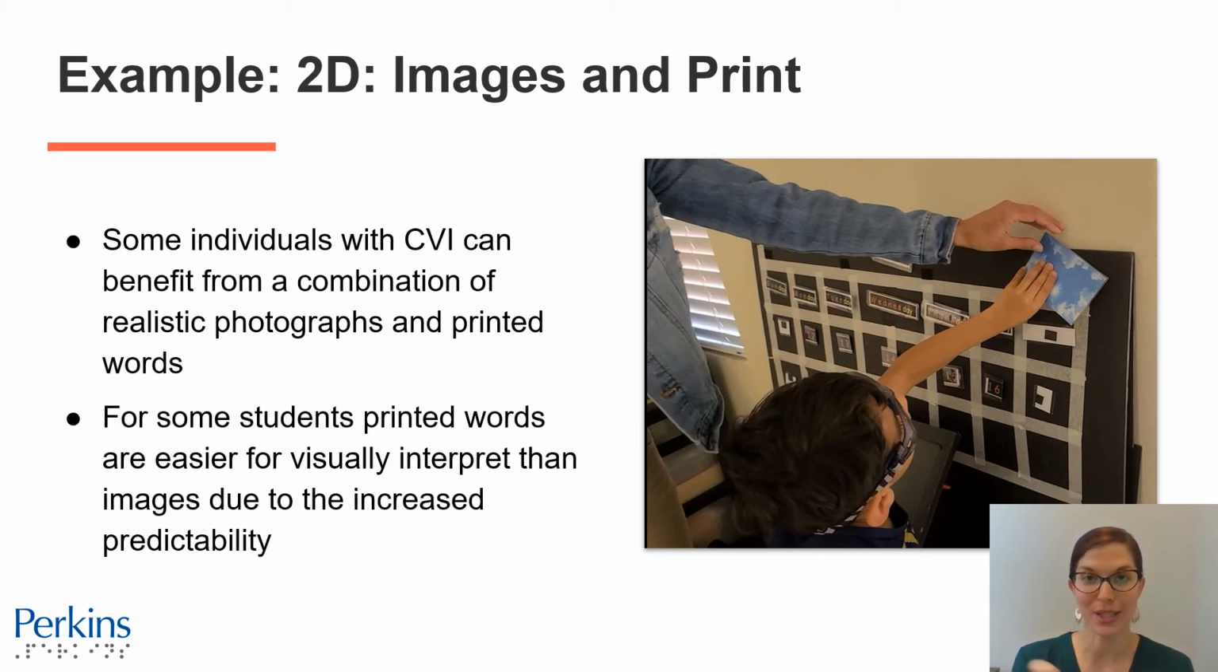For some students, printed words are easier than 2-dimensional materials. So for example, we talked about the image of a dog earlier in this video. And the word dog, D-O-G, is always going to look the same versus images of a dog. There's thousands of different images of a dog, and it could always look different for a student. So that printed word might be more visually accessible than using 2D materials.